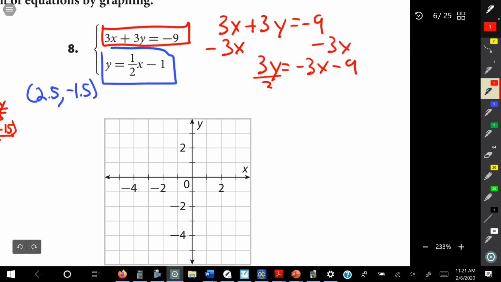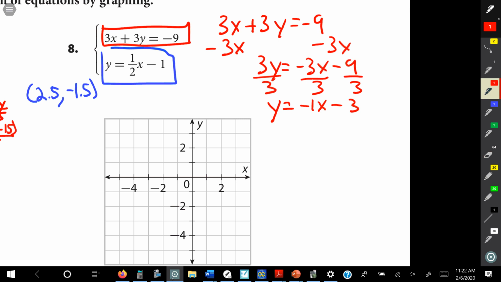Now, this time, I can see that the 3 is going to go in evenly all the way across. So I'm going to divide by 3 all the way here because I can tell that 3 is going to go into 3 and 9 evenly. So that's going to leave me with y is equal to negative 1x minus 3. Now, if you decide you want to put this in parentheses and then divide by 3, it'll come out the same way as well. But that's like extra things you have to type.